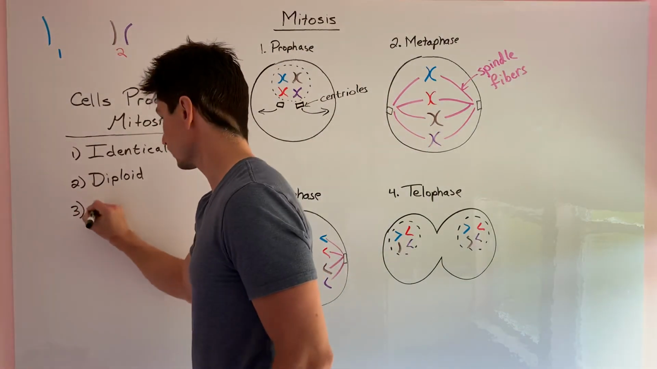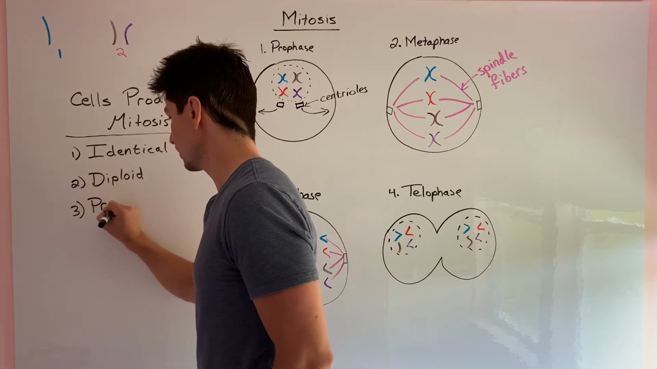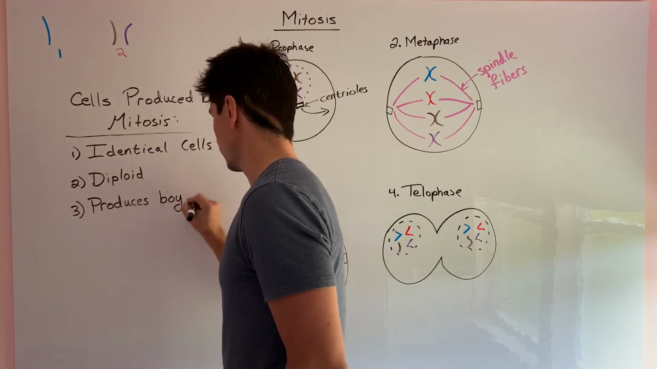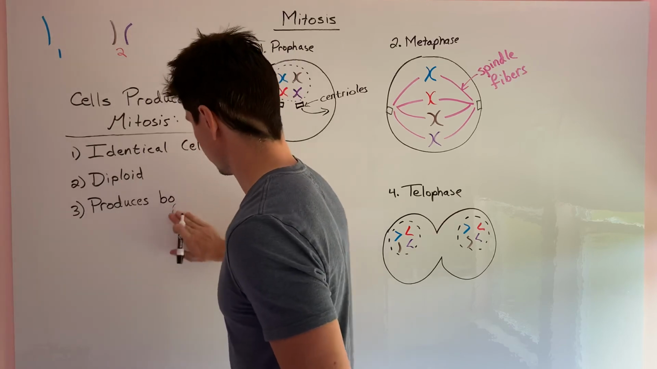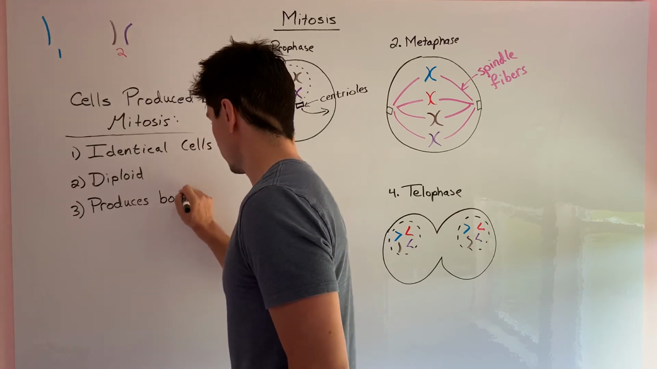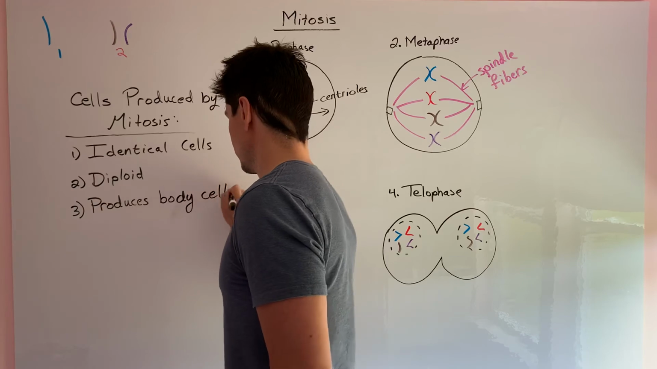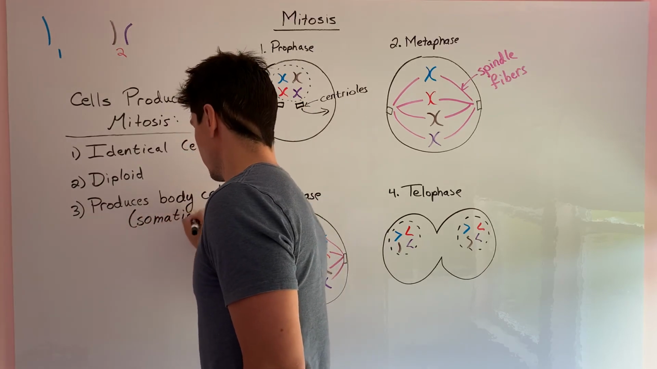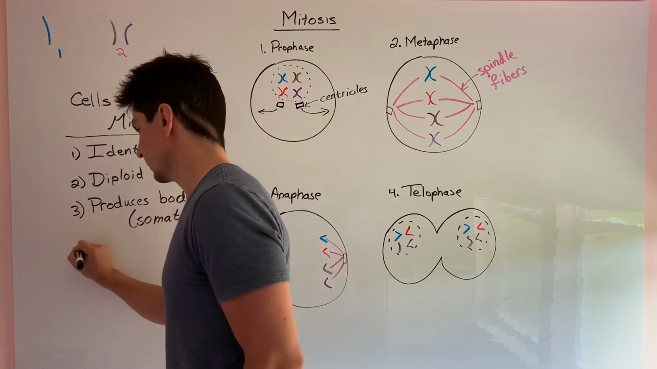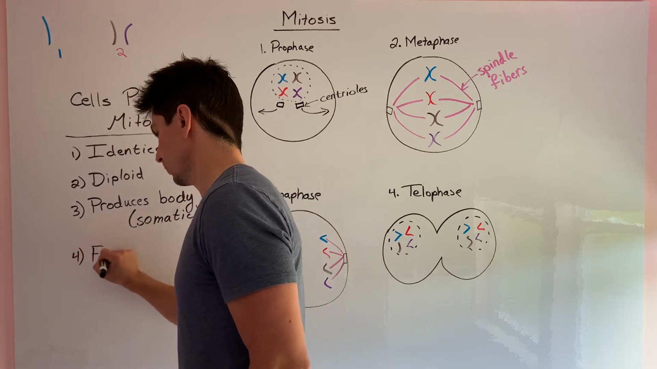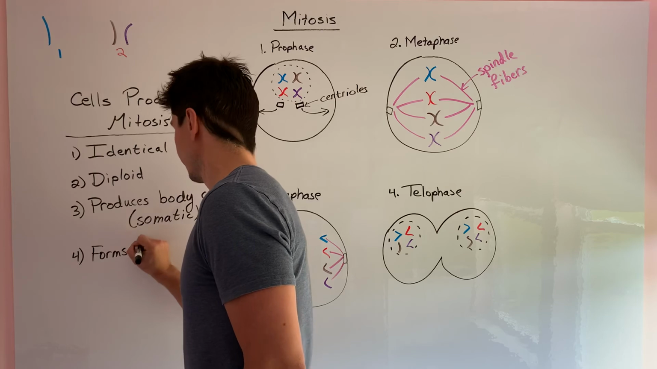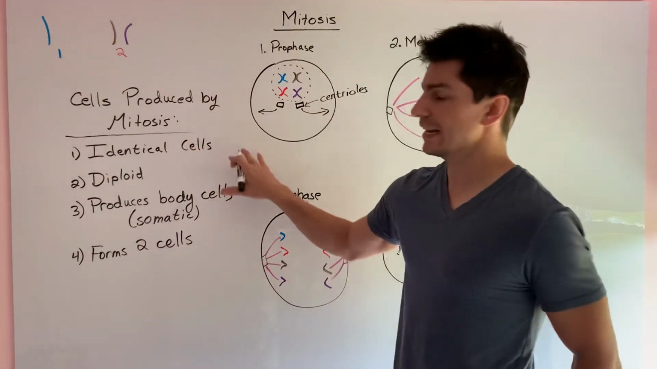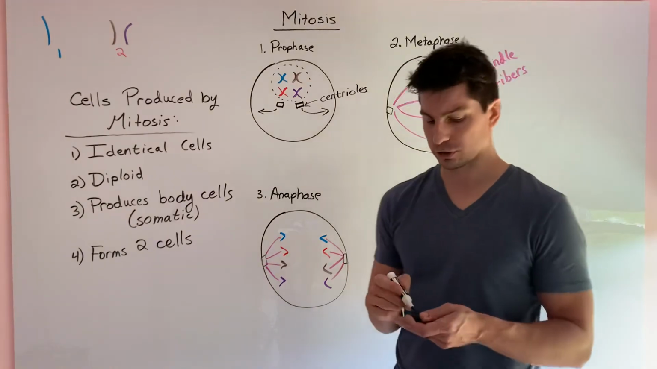Third thing, it produces body cells. And as we said, these are called somatic cells. And lastly, how many cells do we form at the end? 2. Okay. So that is the characteristics of these cells produced by mitosis.